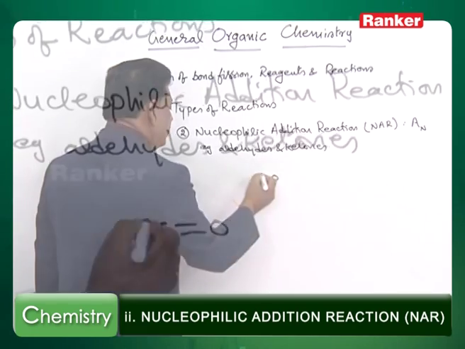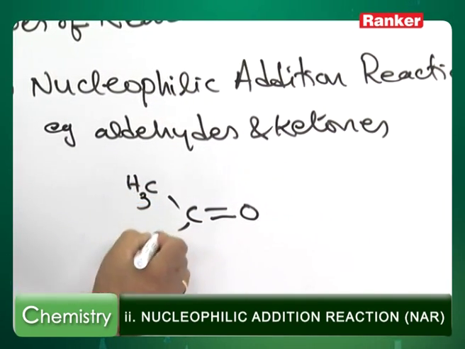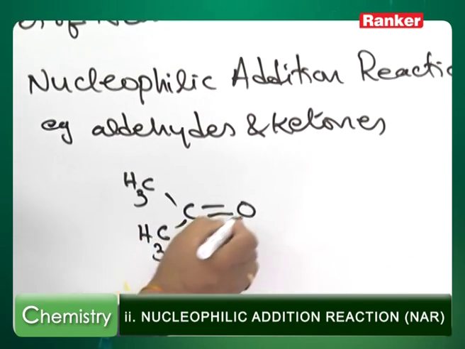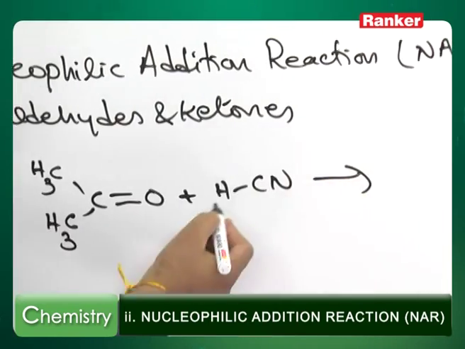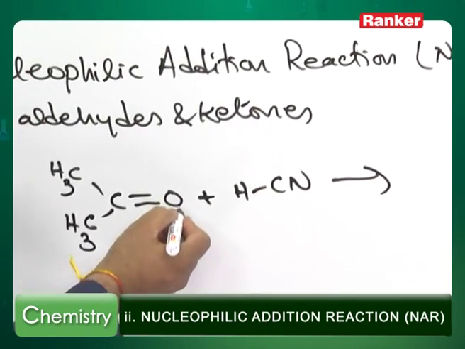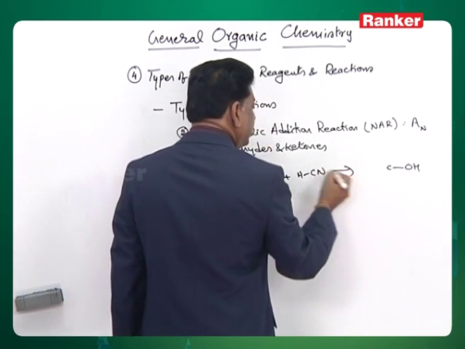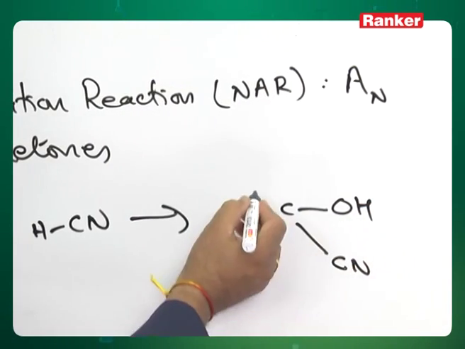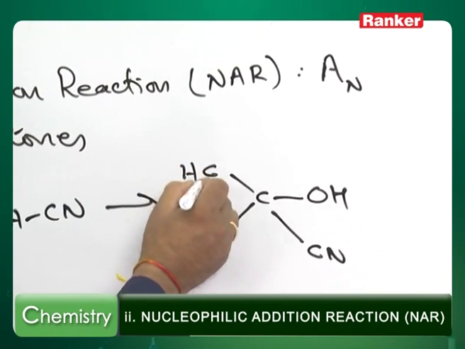Now you see the basic reaction, for example acetone. If I take acetone and add HCN, on one side H, on the other side cyanide, the H goes to the O. So the O will become OH and the entire cyanide is added to the carbon. So the product formed is like this. This is the final product.